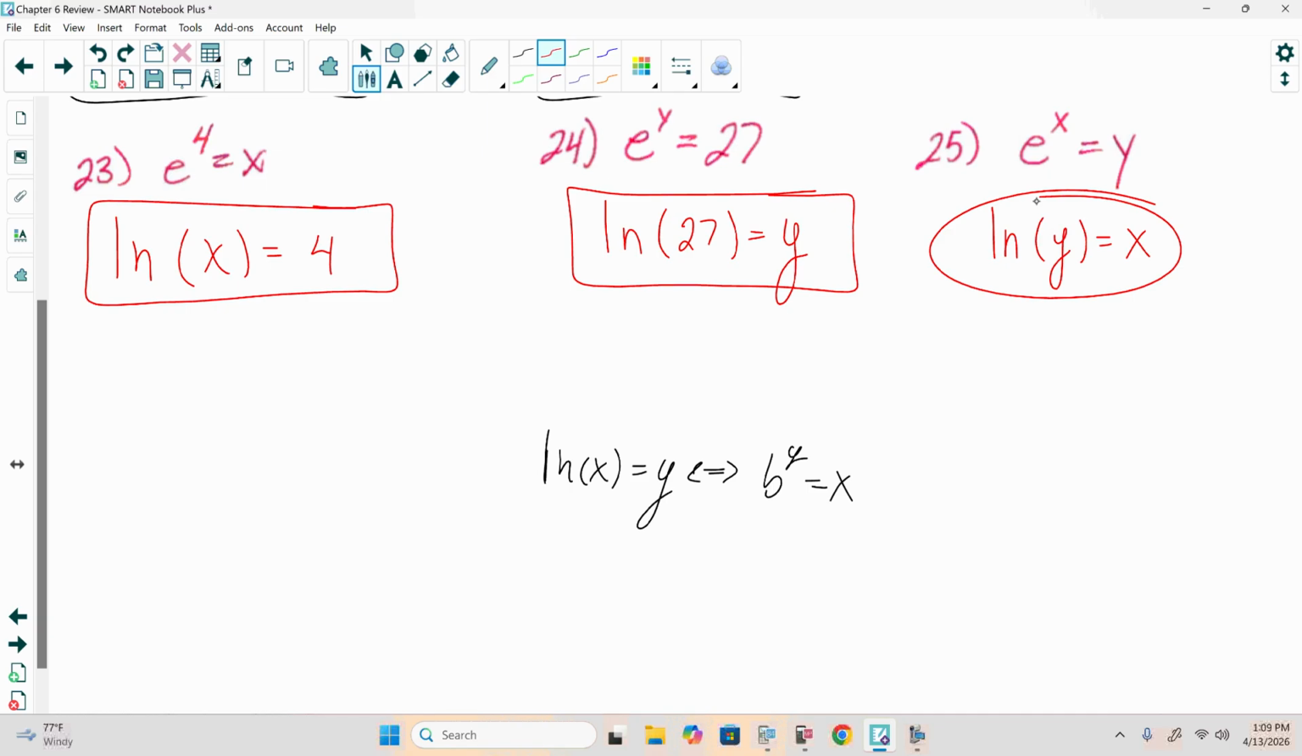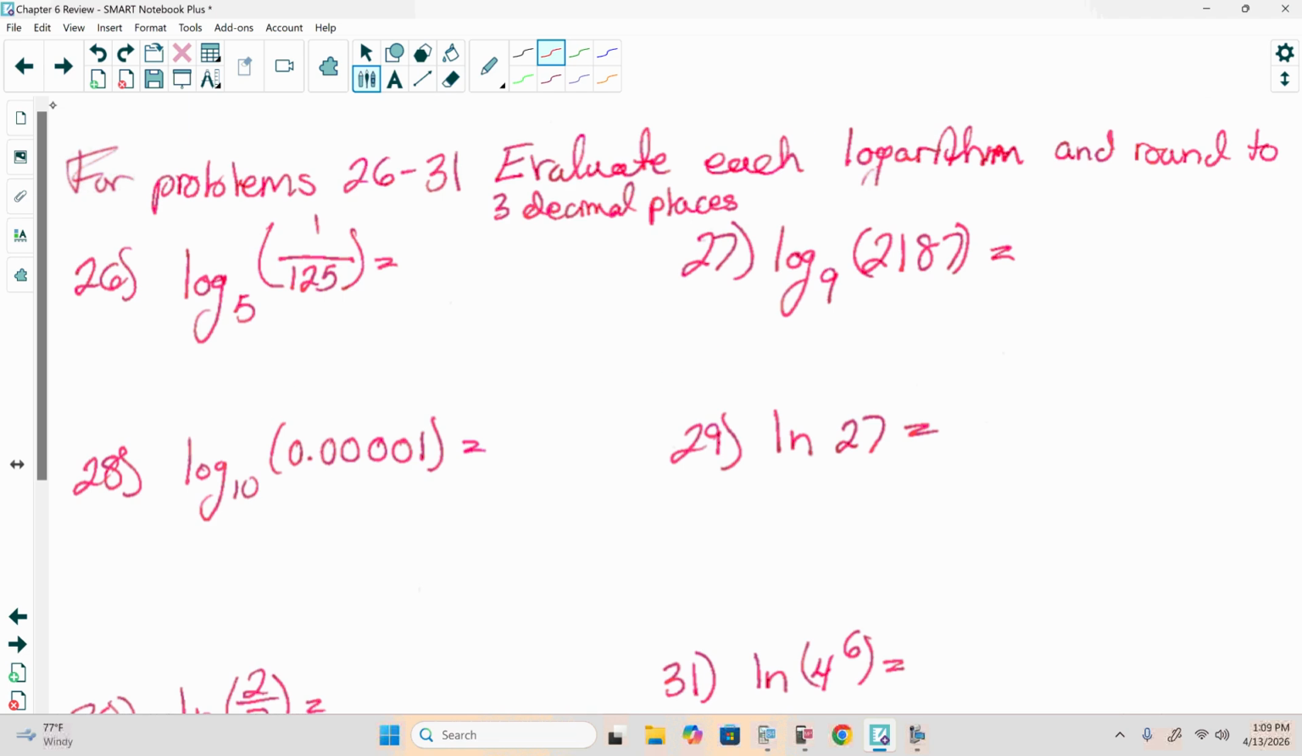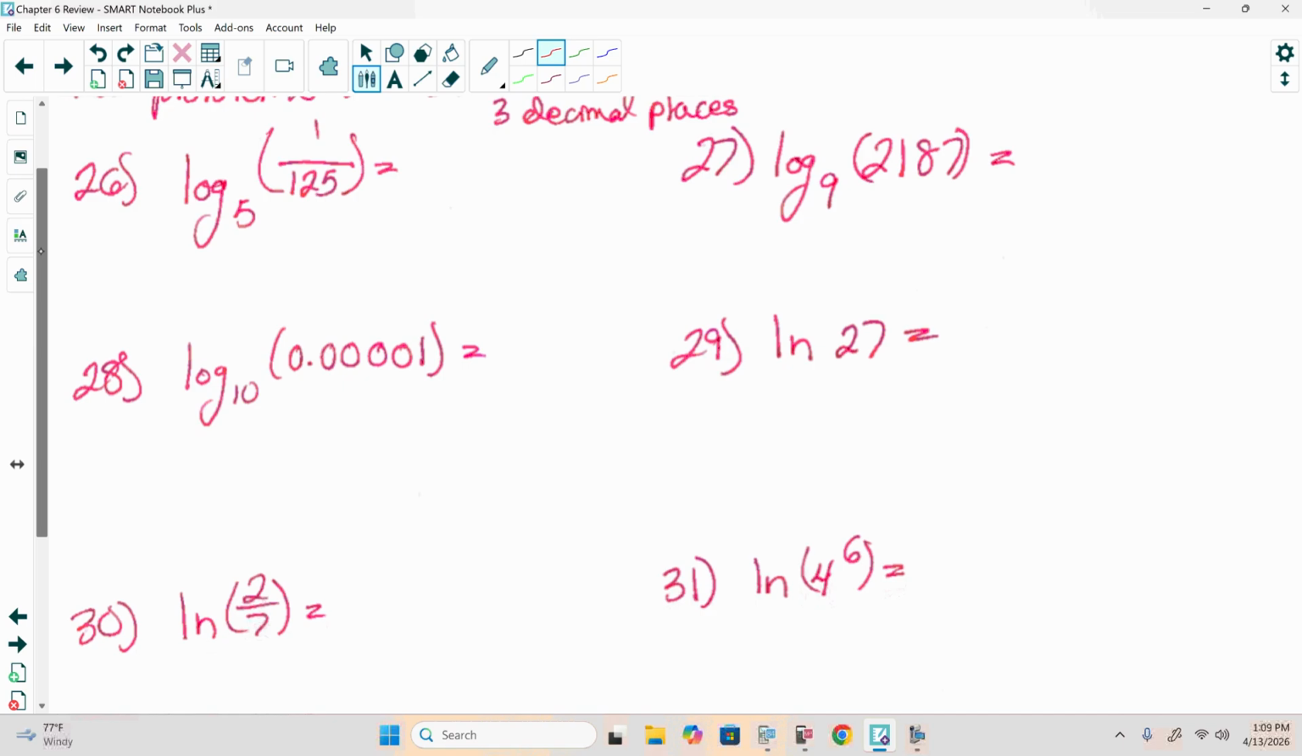And I believe there will be 4 of these, switching from exponential back to logarithmic. We good with this here? We're on over a review sheet. Okay. Yes. 26 through 31, there will be 4 of these problems. So there'll be 4 of these.